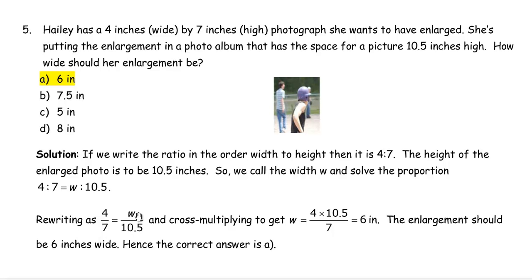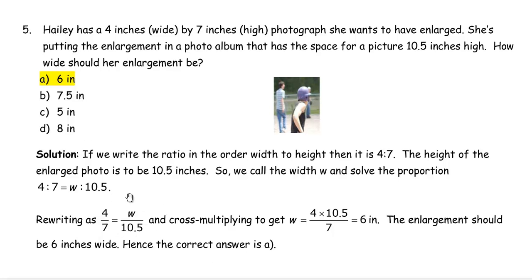And cross multiplying, W would equal the product of the 4 and the 10.5 divided by 7, which is what we have here, 4 times 10.5 divided by 7. And that works out to be 6 inches. So the enlargement should be 6 inches wide, so the correct answer is A up here.